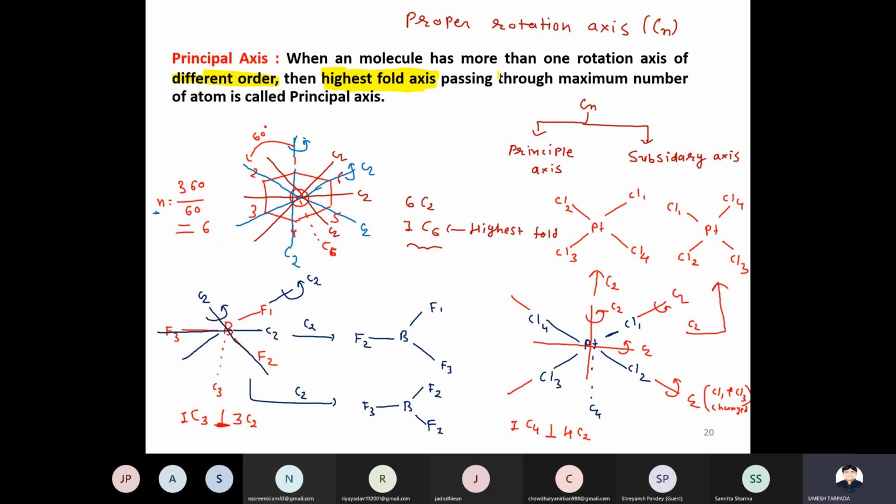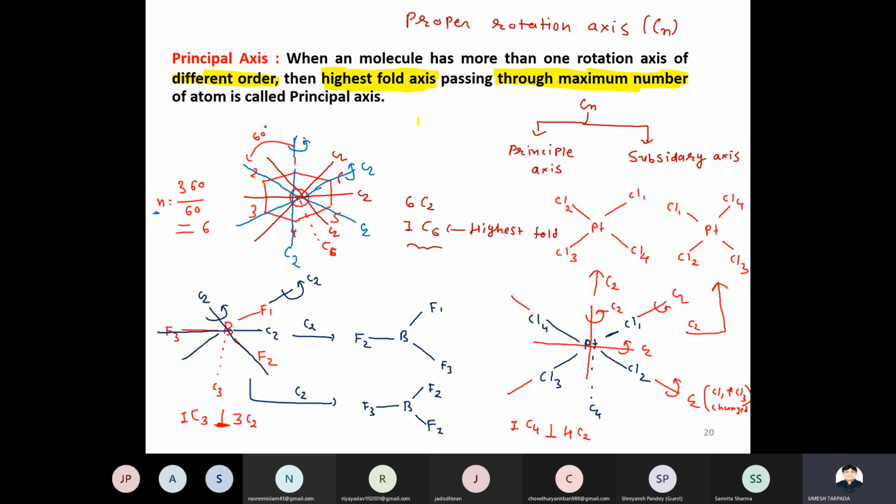If there is more than one highest pole axis, then you have to see that it is passing through maximum number of atoms. If there is only one highest pole, then there is no problem. Okay, so this is what we call principal axis.